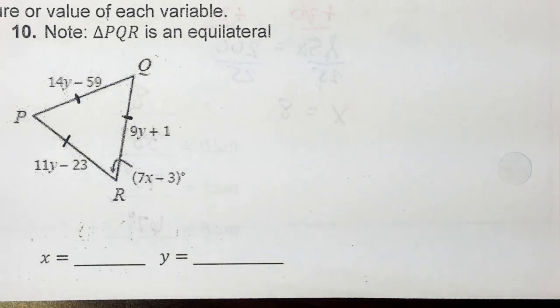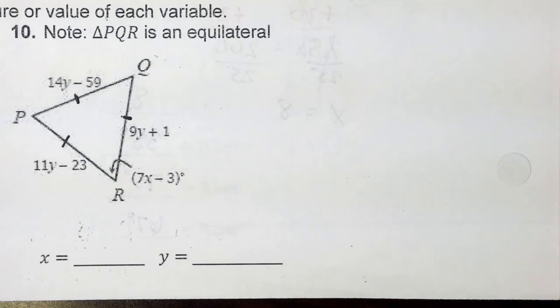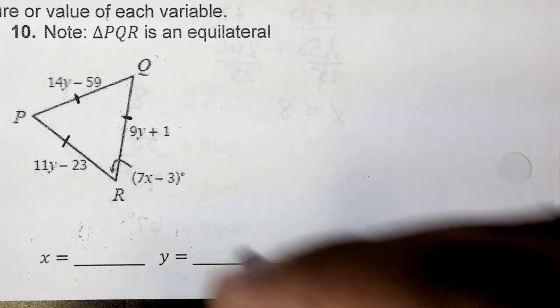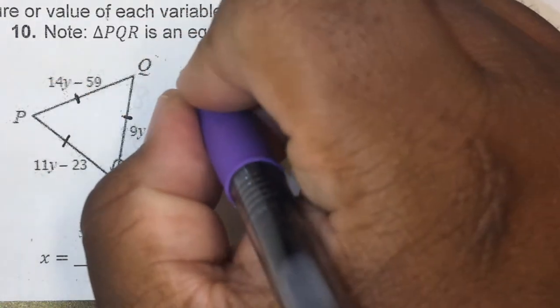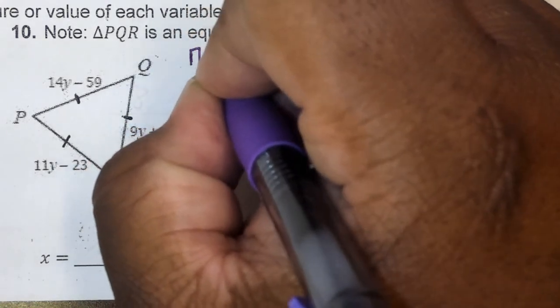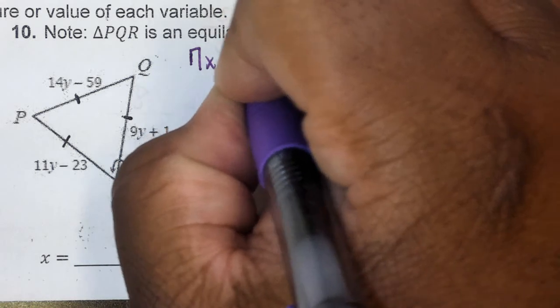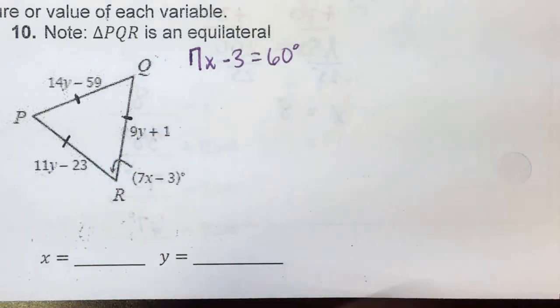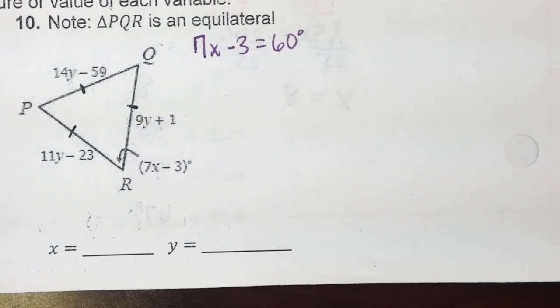Good. Thank you, sir. You're shining today, son. To solve for x, I'll write 7x minus 3 equals 60 degrees. Y'all should all know why. We call this an equilateral triangle, yes? All these angles have to be 60 degrees. Told y'all it's a common sense subject.